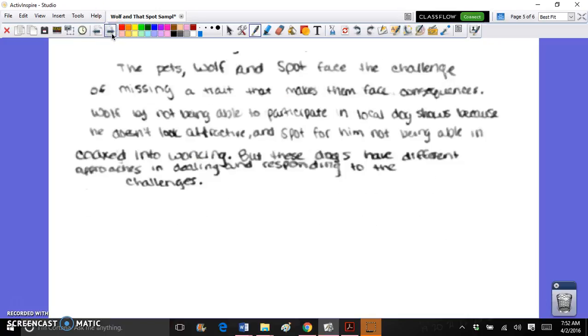"The pets Wolf and Spot face the challenge of missing a trait that makes them face consequences." Even that vocabulary word right there, trait, and the word consequences, very sophisticated. "Wolf, by not being able to participate in local dog shows because he doesn't look attractive. And Spot, for him not being coaxed into working. But these dogs have different approaches in dealing and responding to the challenges."